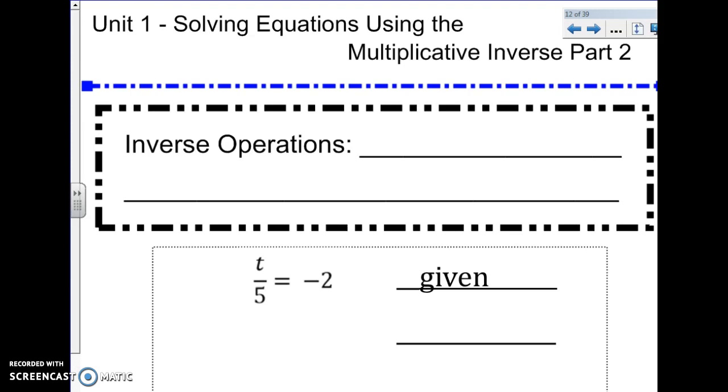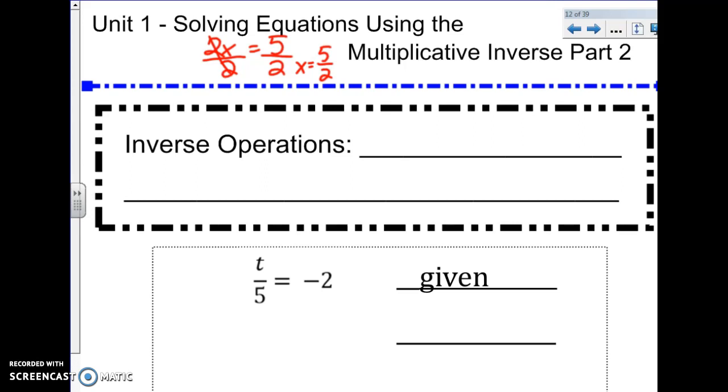First thing I showed you was if a variable has a multiplier, if it has a coefficient, then you need to undo that multiplication using division. So in this case, x is 5/2. But now we're going to look at variables that are being divided, and we're going to use the inverse operation to isolate the variable and find out what the variable is equal to.